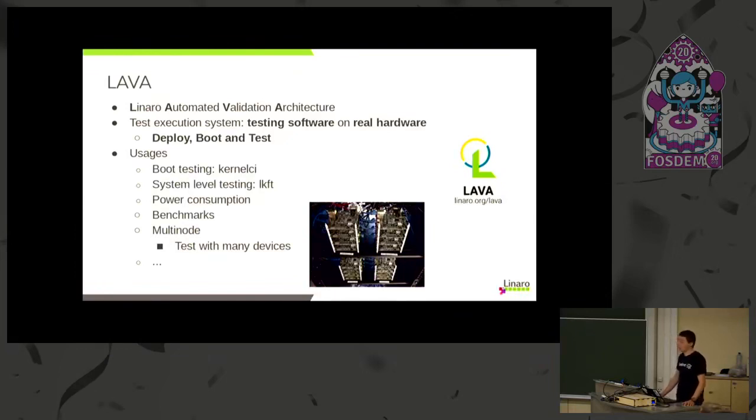We use Lava for power consumption tests. We do some benchmarks with it. And we also have a unique feature called multi-node, which allows you to test many devices in a job. So you can request many devices that will participate in the same job. So you can test client-server things. You can have many devices that work together for testing things.